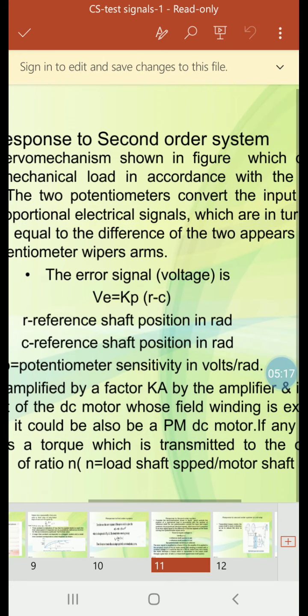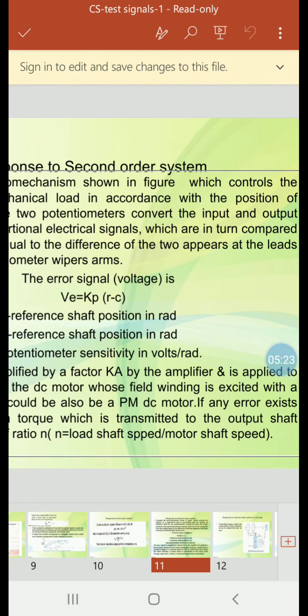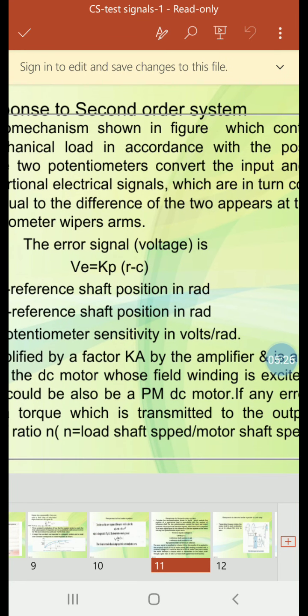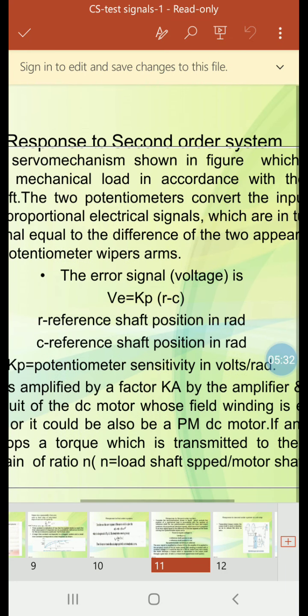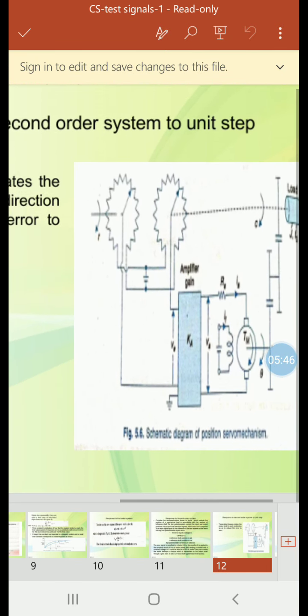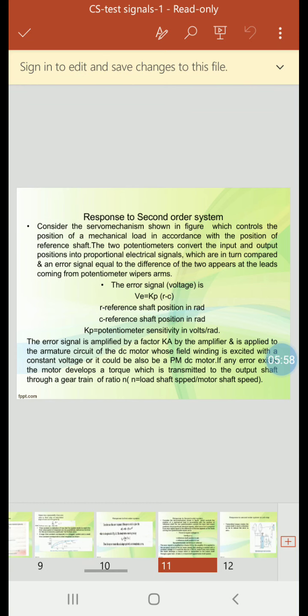An error signal is determined. The error signal voltage is Ve equal to Kp (r minus c), where r is the reference shaft position in radians, and c is the output shaft position in radians, due to both the potentiometers. Kp is the potentiometer sensitivity in volts per radian. Then this error signal you can see in this diagram.